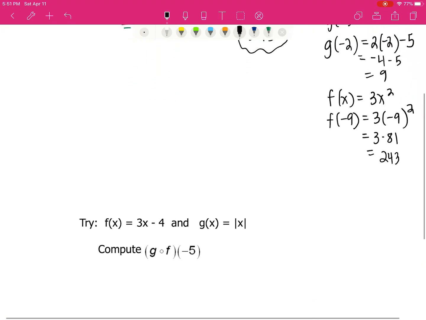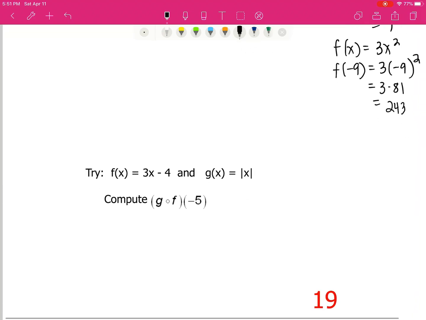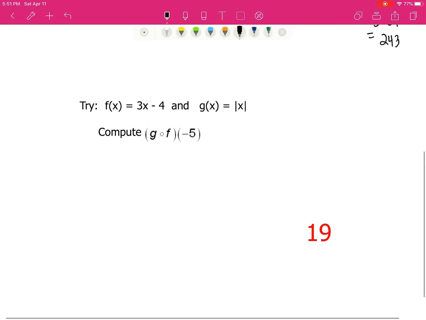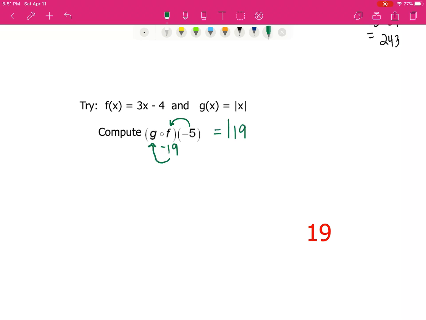Okay, here's one for you to try. When you're ready to reveal your answer, go ahead and press play. So here we have an answer of 19. When we put a -5 in for f, we get -19 out. And when we put -19 into g, the absolute value of -19 is 19. And that's how we get 19.